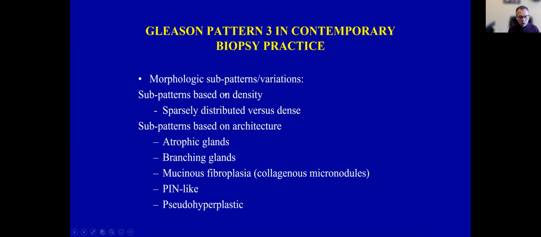Keep in mind that there are a lot of variations or sub-patterns that can occur within pattern 3, which you should be familiar with. Sometimes the tumor can be sparsely distributed versus very dense back-to-back, which can be a pitfall in terms of overgrading. Its sub-patterns can also be based on architecture such as atrophic glands, branching glands, mucinous fibroplasia, which is not always pattern 3, but frequently it is pattern 3. And then certain PIN-like morphologies and pseudohyperplastic cancers are graded as pattern 3. So let us see some examples of that.